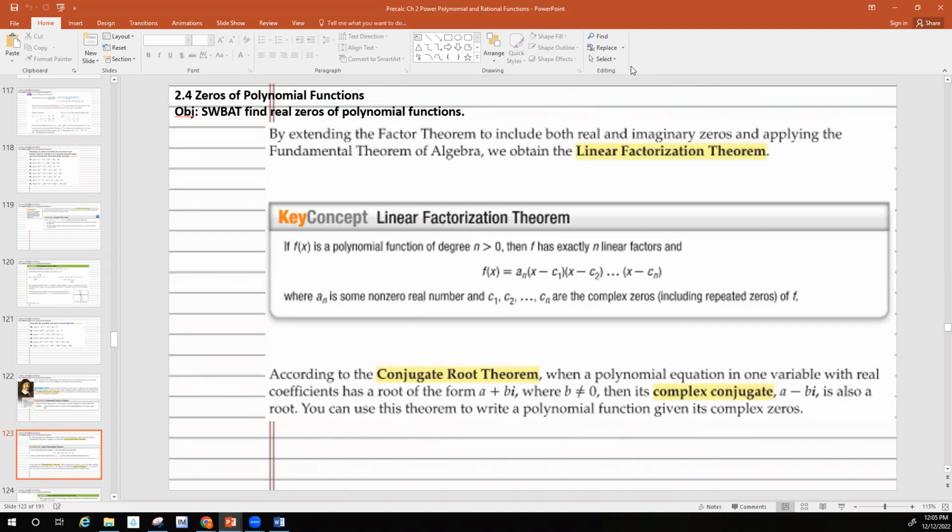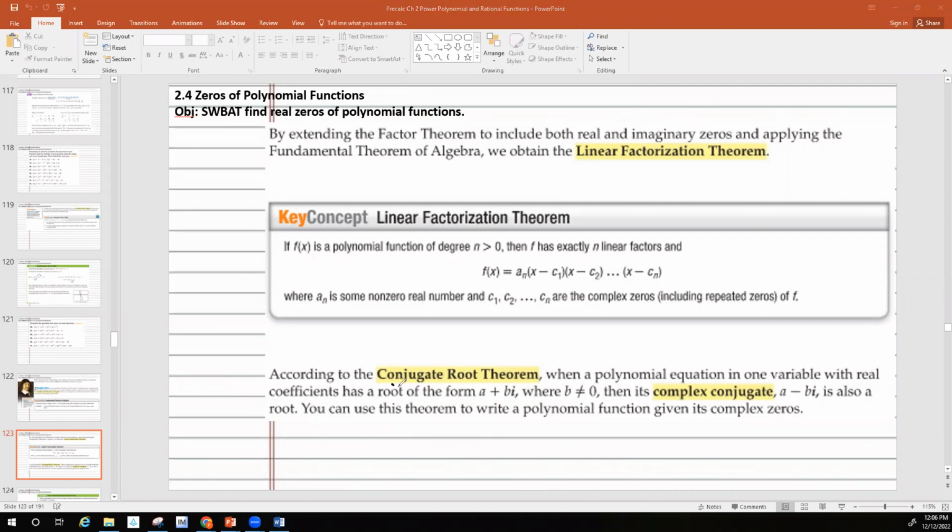And we have the linear factorization theorem. If f of x is a polynomial function of degree n greater than 0, then f has exactly n linear factors. So just like before, it has that many zeros.